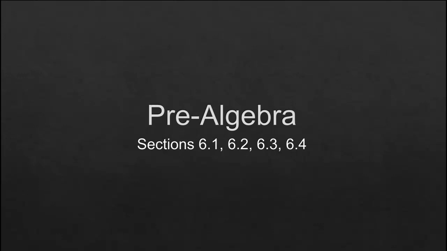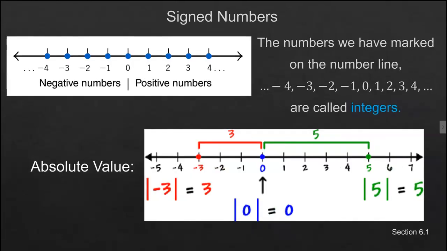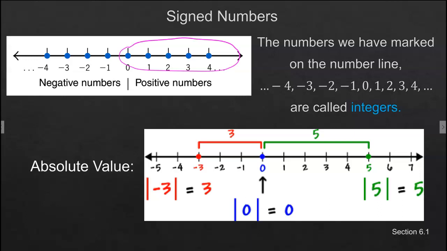Hi everyone, today's lesson is over chapter 6, which is about pre-algebra. We're going to talk about signed numbers, and as you can see I have a number line up here showing signed numbers. So far we've worked with 0 and on to the positive numbers, but now we're going to begin including some negative numbers on here. So that starts with -1, -2, -3, -4, and so on. You can see the positioning on the number line.